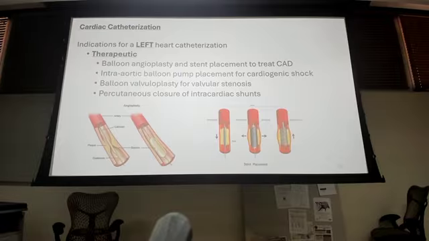So if I have an occluded coronary artery, I could do what's called an angioplasty, which is just a balloon inflation to pop open that lumen a little bit. I can also put a stent in instead, where now I've got this cage-like structure to maintain the opening of that vessel. And then there are other things, like valvular diseases, that I can treat with this catheterization.